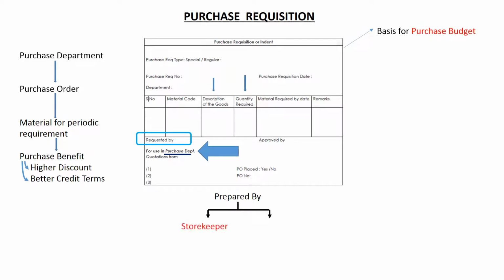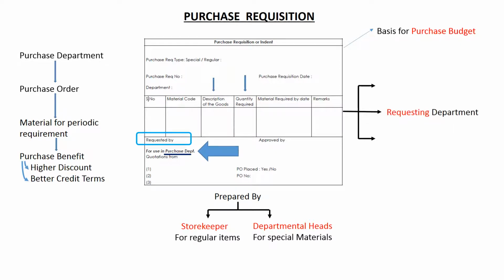This form is prepared by the storekeeper for regular items, and by the departmental head for special materials not stocked as regular items. The purchase requisition is prepared in 3 copies. The original will be sent to the purchase department, the duplicate copy will be retained by the indenting department, and the triplicate will be sent to the approver for approving the purchase requisition.